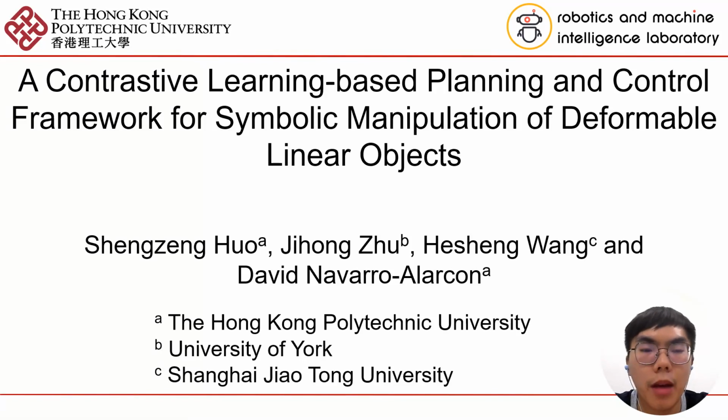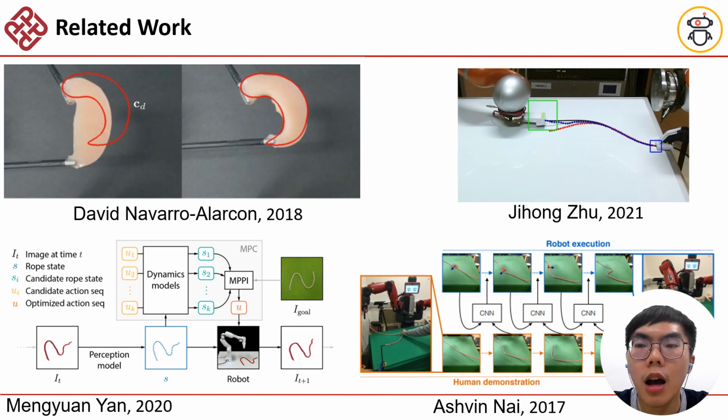Today I'm going to present my work, a constructive learning-based planning and control framework for symbolic manipulation of deformable linear objects. Although great success has been achieved in deformable object manipulation, most of them assume structure, configuration, and a fully specific goal. However, these assumptions are hard to satisfy in some symbolic real-world scenarios.